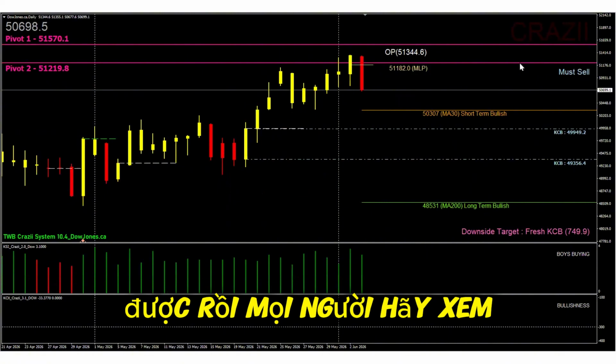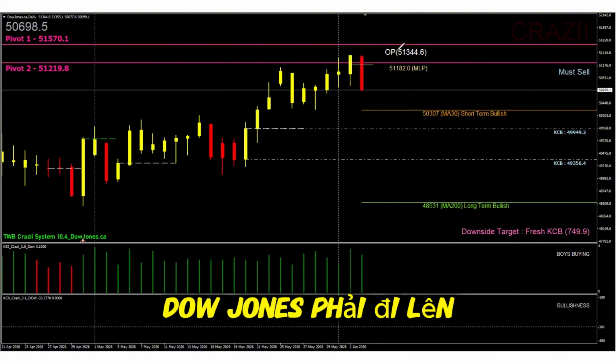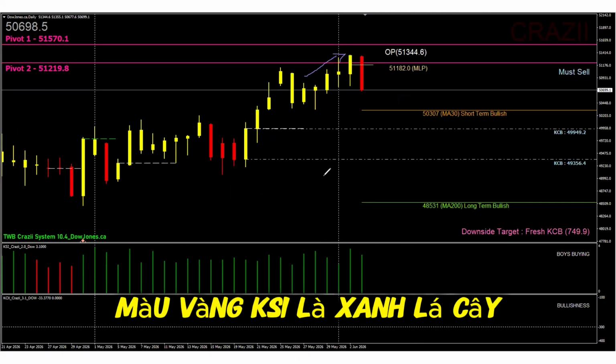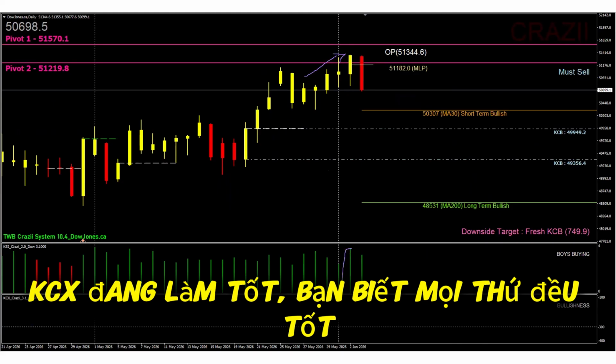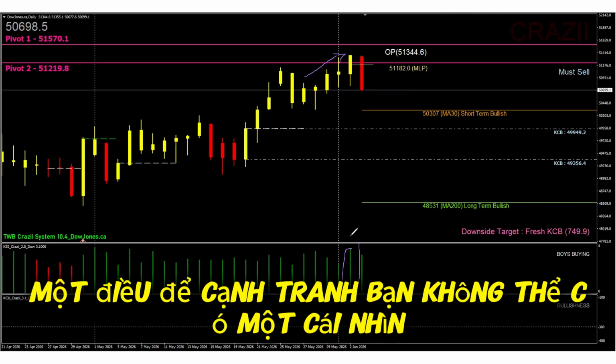Okay, so everyone take a look. This is the Dow Jones. Now, by right, the Dow Jones is supposed to go up because everything was positive. Color was yellow, KSI was green, KCX is doing well. Everything was good. But as a trader, remember, we don't have a view in the market. One thing for competition, you cannot have a view.